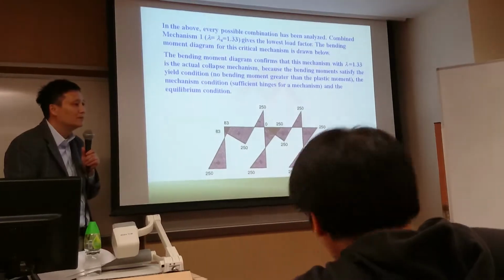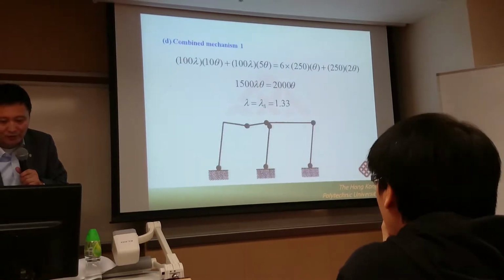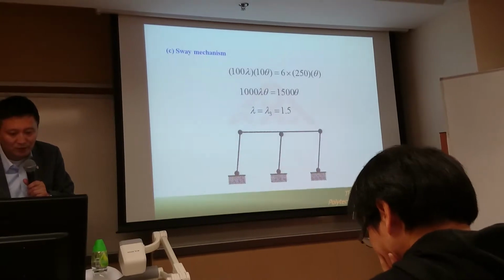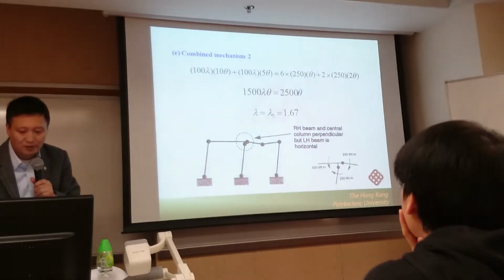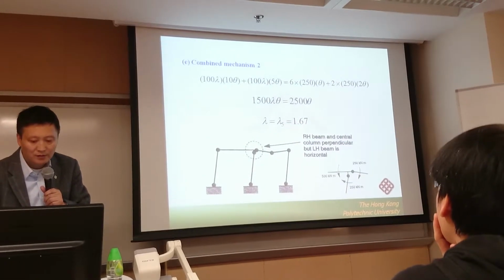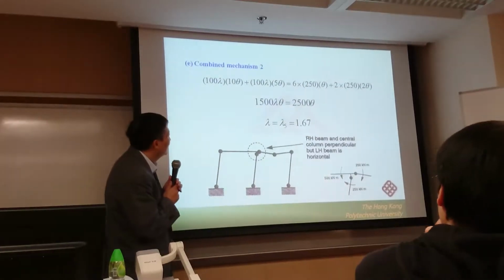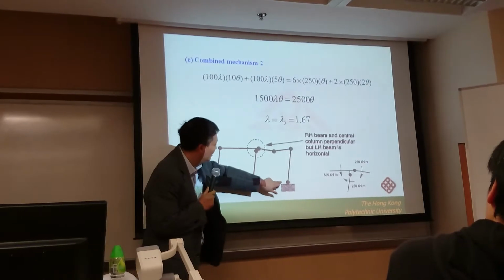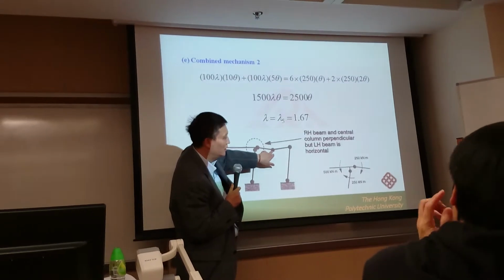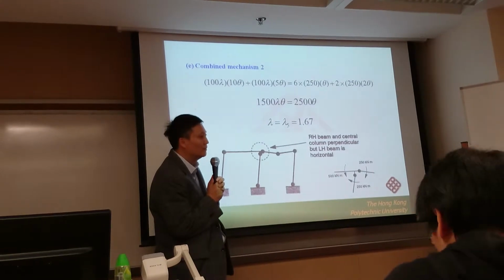For mechanism 2, why do we have 8 hinges instead of 7? It's the combined maximum 2. Right, so we have 8 hinges instead of 7. Let's count: 1, 2, 3, 4, 5, 6, 7, 8. And then this is a 2, and here's a 2. Right, but all the other situations have at least 7 hinges.